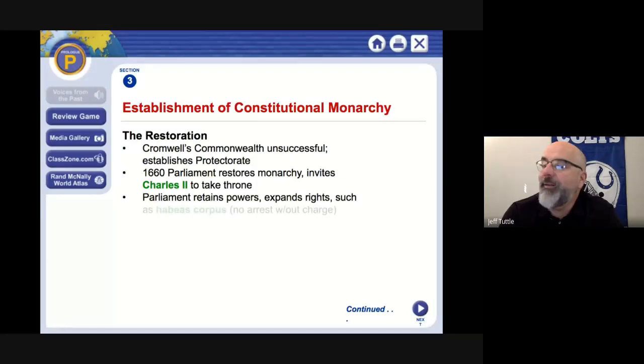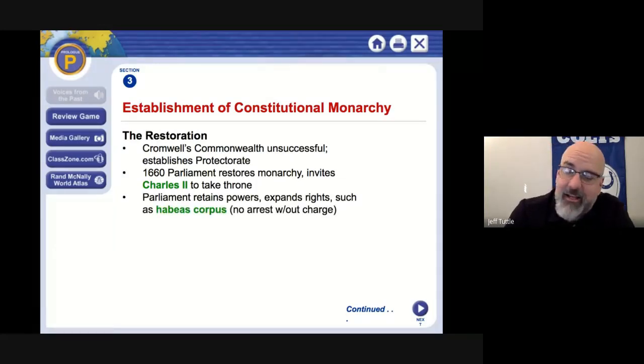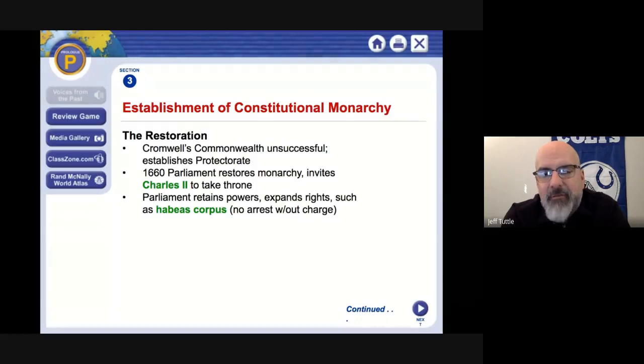Okay. Parliament, now having arranged to have the king come back, thinks it definitely has the upper hand. Charles wants to raise money on his own. And so what he's going to do is make a deal with the king he'd been staying with, Louis XIV, who we'll talk about in the next unit, the King of France.